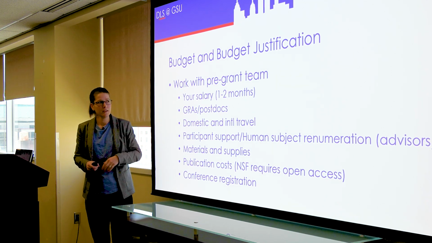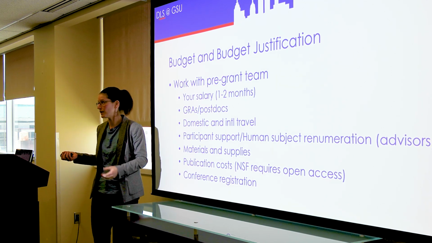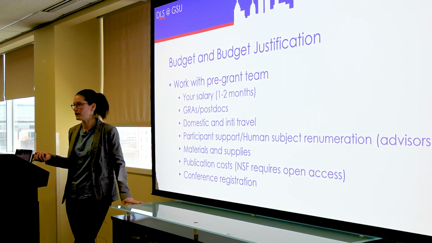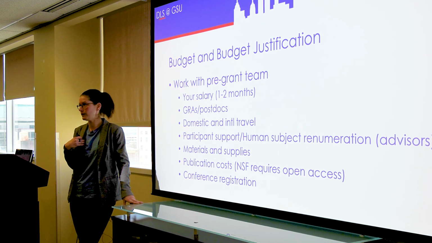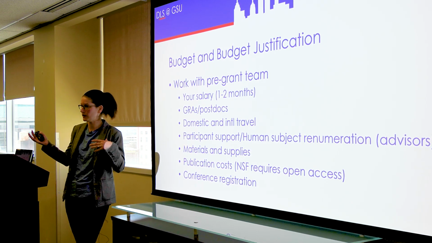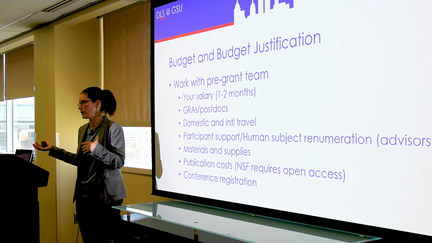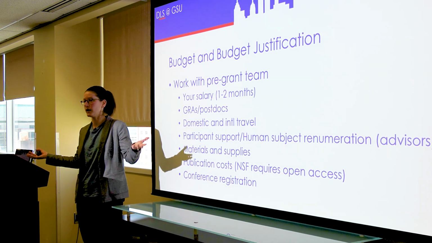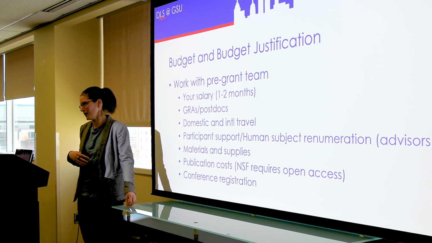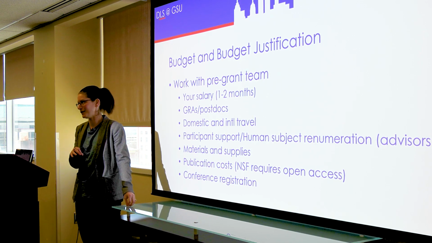Your salary, for a career, it should be a substantial amount of your salary. At least 1 month of effort. Mine's 1.5. The maximum you can ask for is 2, because NSF has a rule that you can't have more than 2 months of your salary paid for by all of your NSF grants. You can get exceptions to that rule, but it's probably not smart to ask for that within a single grant.